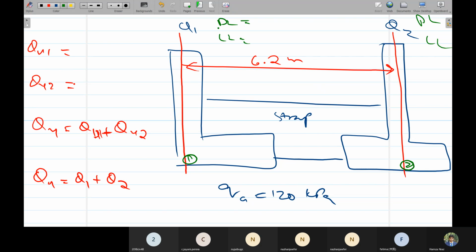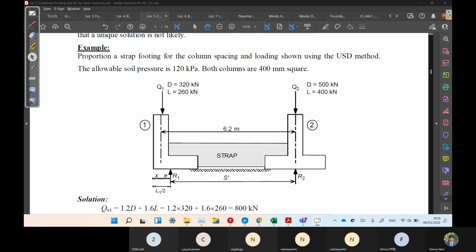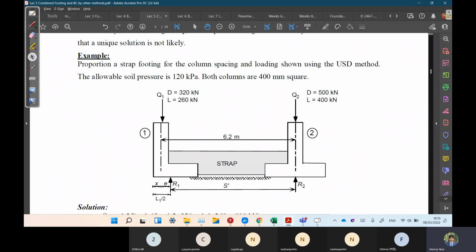For dead and live loads, there are two columns. They are connected by a strap beam. They are given their dead and live load. So we have designed this by the USD method. USD is the ultimate design method. In USD we are going to use factored loads. These are service loads given.